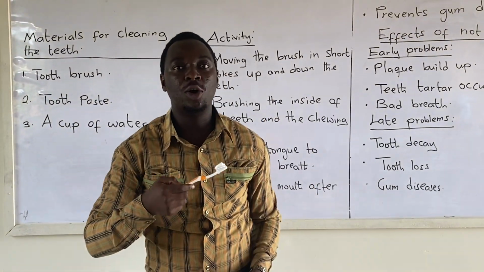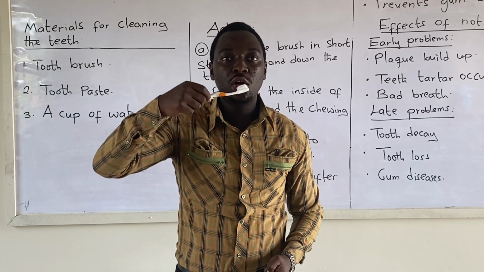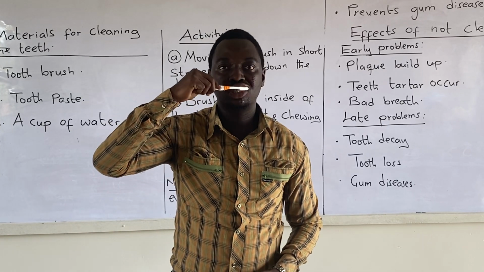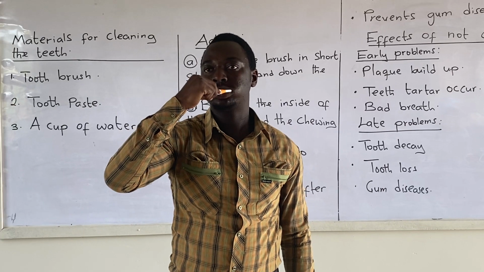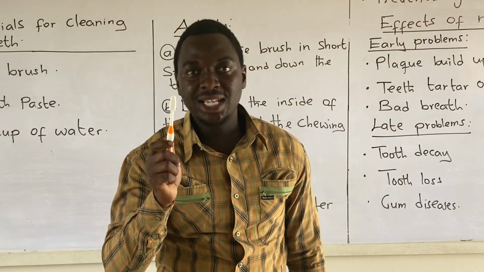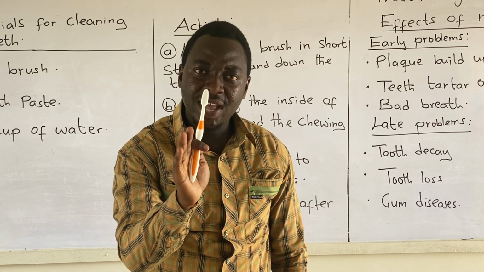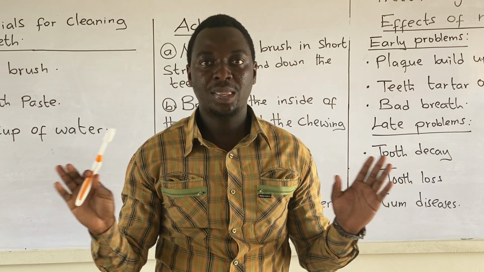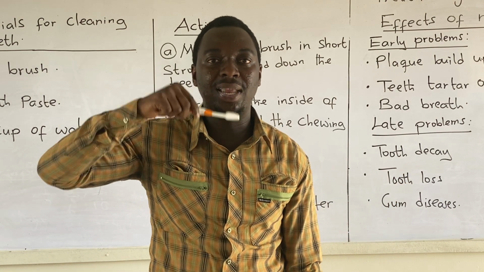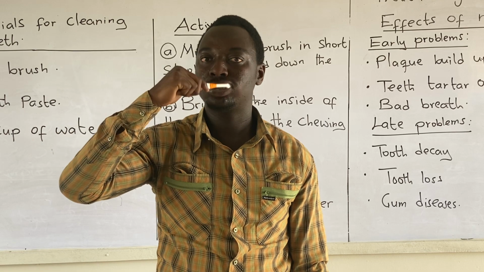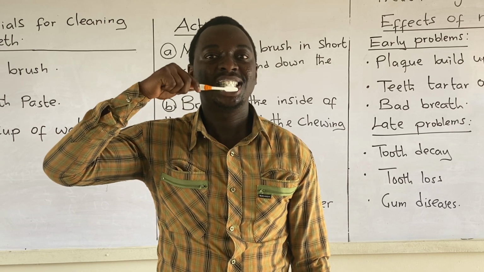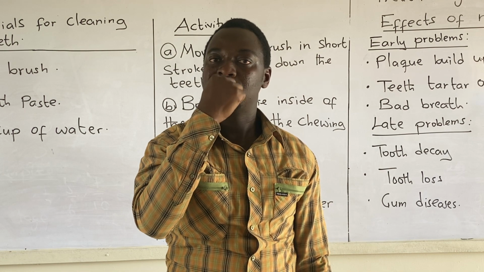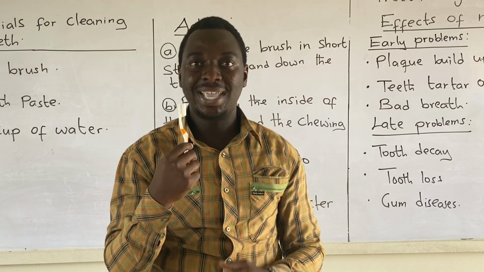Now, as we said earlier on, you have to move the brush in short strokes up and down the teeth. That is what we are going to do right now. This is the right way to brush the teeth. At first, we were doing it this way. Wrong. You are supposed to brush your teeth up and down. And to the other side, you have to take your time so that you don't get hurt.